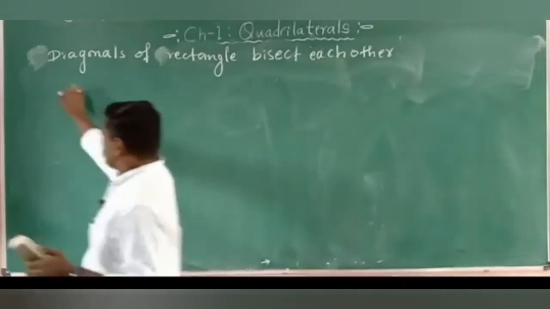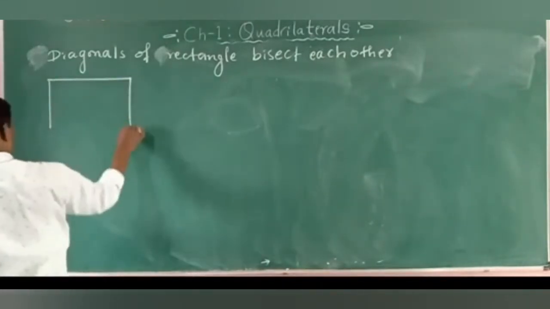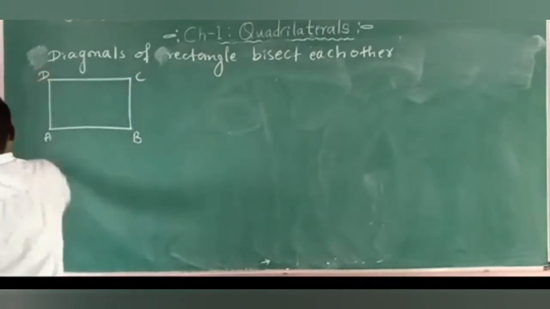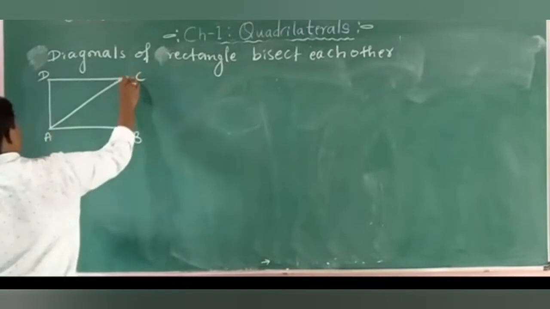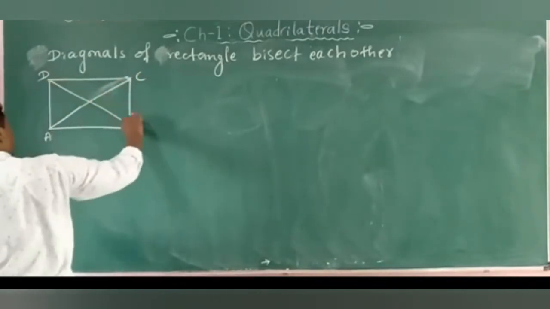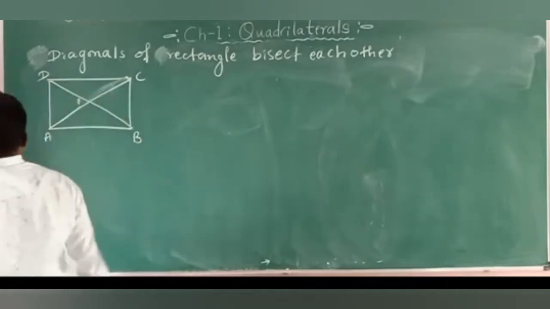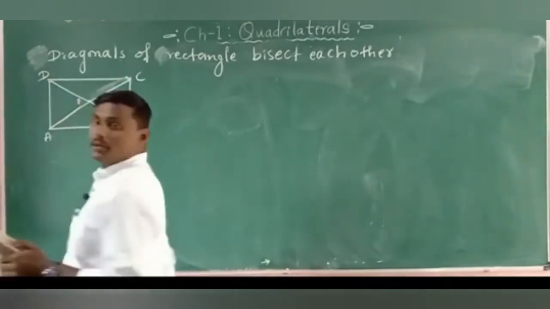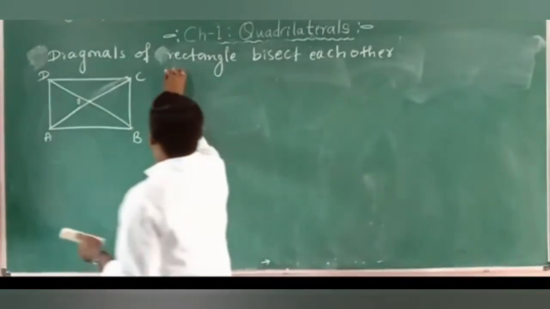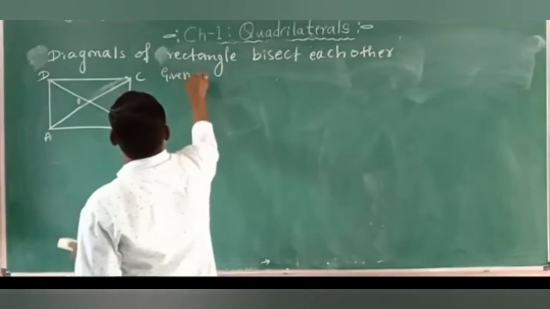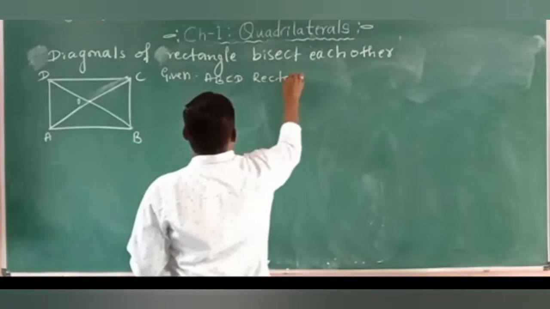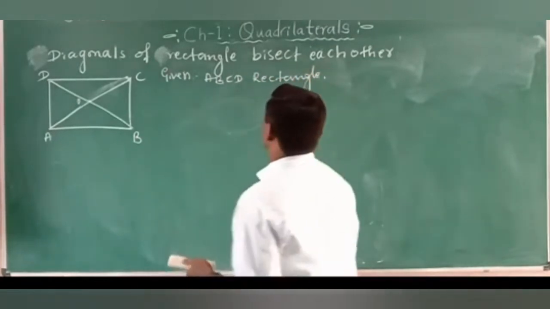Okay. So first draw one rectangle. Take one rectangle ABCD. ABCD is a rectangle. AC and BD are the two diagonals, and these two diagonals meet at one particular point, that is O, right? So what you have to prove here? First write the given part. ABCD is a rectangle.